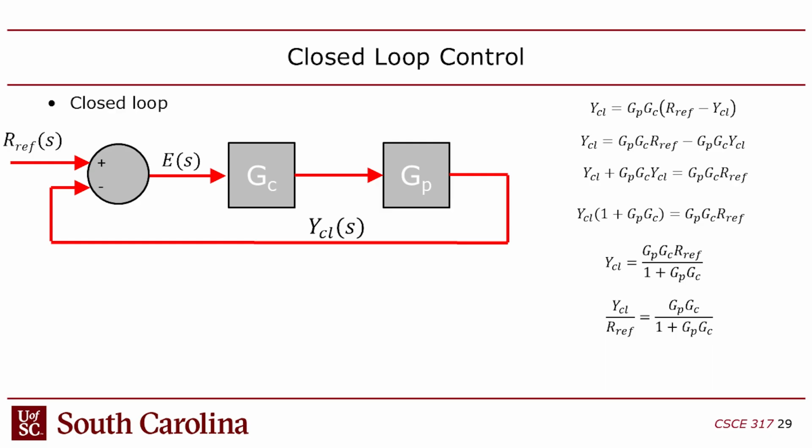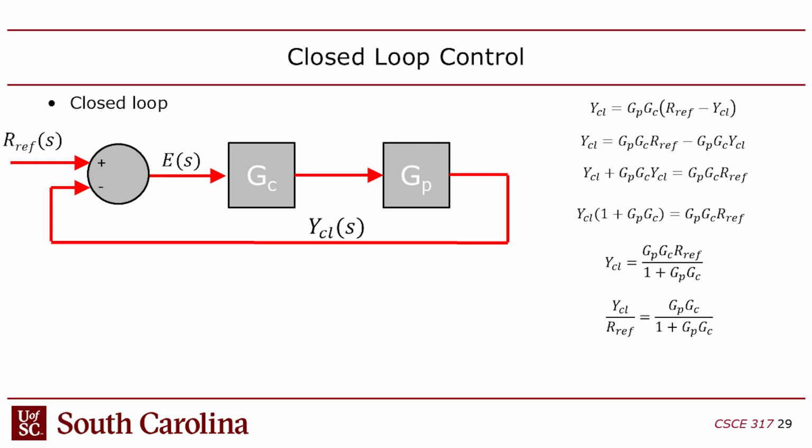But the input is really not E of S, nor is it whatever this is. I didn't even label that. That's the 4th variable, actually. I don't even label this one. I don't care about error. I care about RRef. That's the set point. So what I want to know is, what is the closed loop response with respect to the reference input, right?